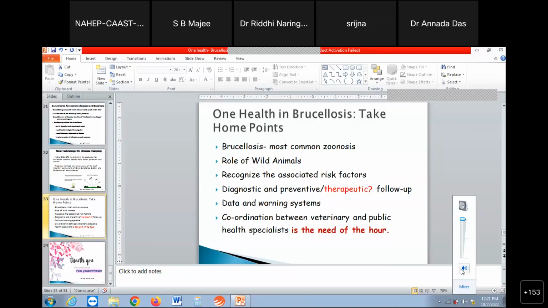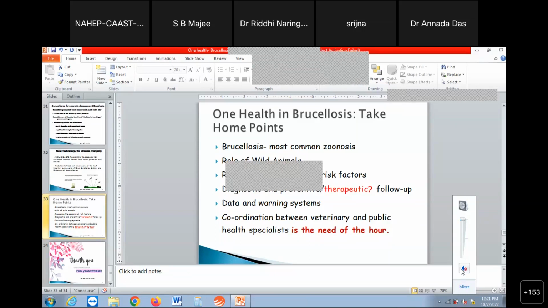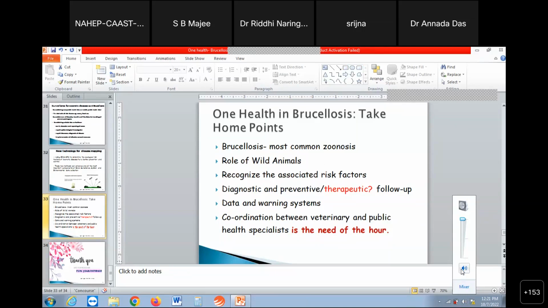Quick response team should be there, especially in disaster management. So you need disaster management in place, especially where there are epidemics of these diseases or enzootics occurring. It is sporadic there, but the organism is very much enzootic.